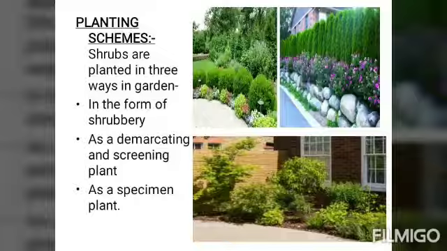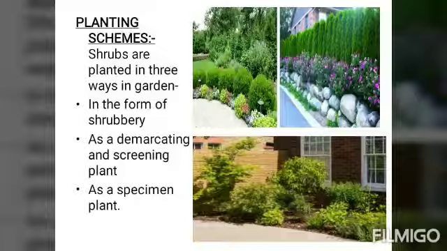You can see in the second picture there is an example, that is a demarcating and screening plant. Shrubs such as bougainvillea and nightshades are used to demarcate paths and to hide private and unwanted places in a garden. So they are like tall, long screening plants. It can be grown in this way.